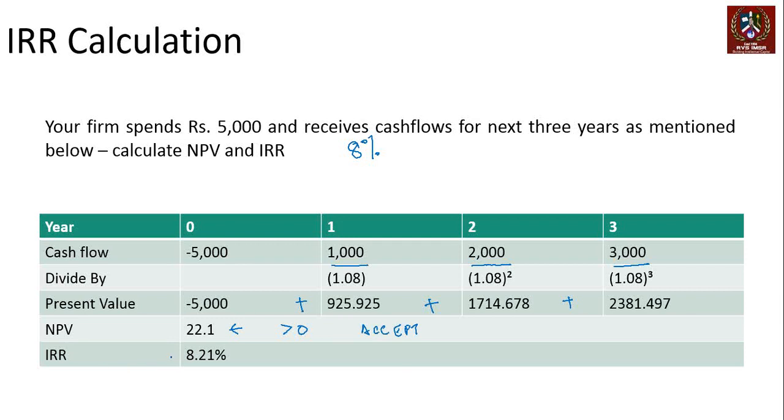If you calculate the IRR for this set of cash flows, you can try it in Excel. You get the IRR as 8.21%. What is our discount rate? Discount rate is R. R is less than the IRR. You accept the project. If your discount rate was 9%, or for that matter, even 8.5%, you would have seen that NPV would have turned negative. If your discount rate was greater than the IRR, you would have had to reject the project.